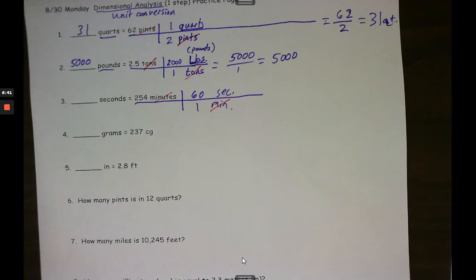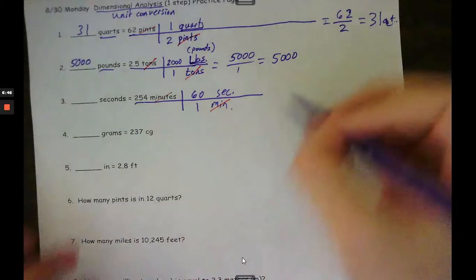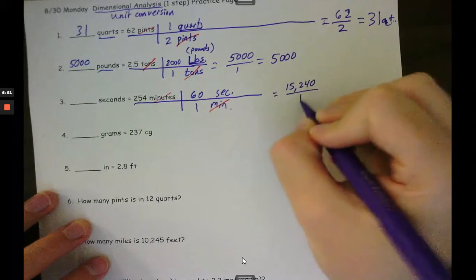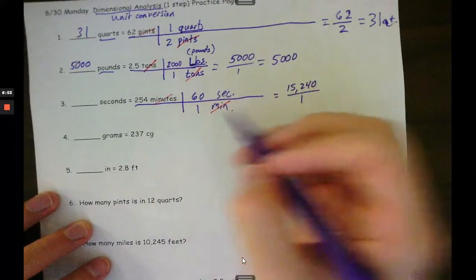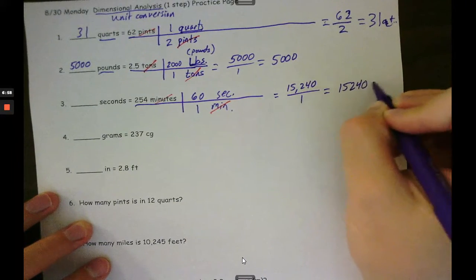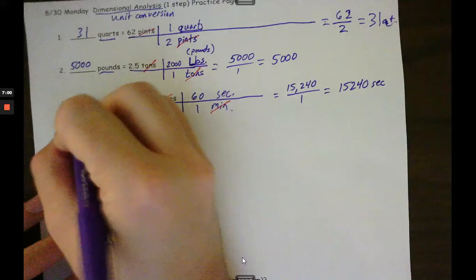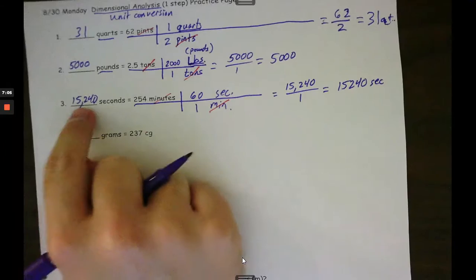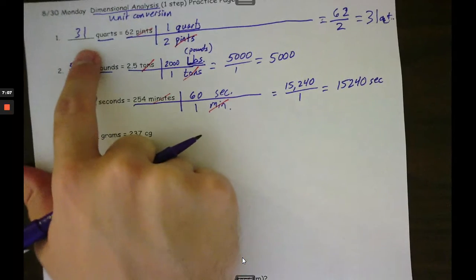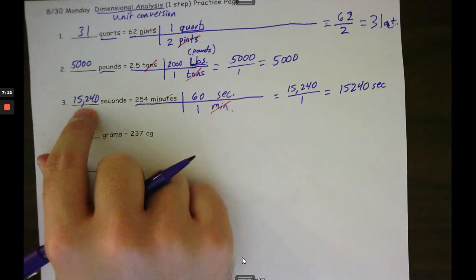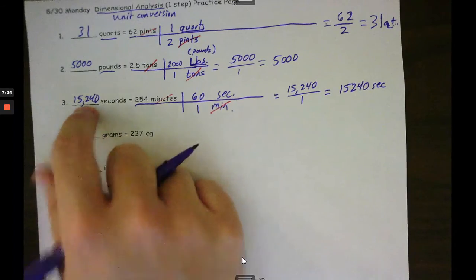254 times 60 is 15,240. So we're talking about 15,240 over 1. Again, the 1 comes from here on the bottom. And that is going to be 15,240 seconds. It is quite possible to get some very large numbers here. They could be very small, they could be decimals, they could be very large. Don't assume that because you got a big number, it's wrong. That doesn't necessarily mean anything.